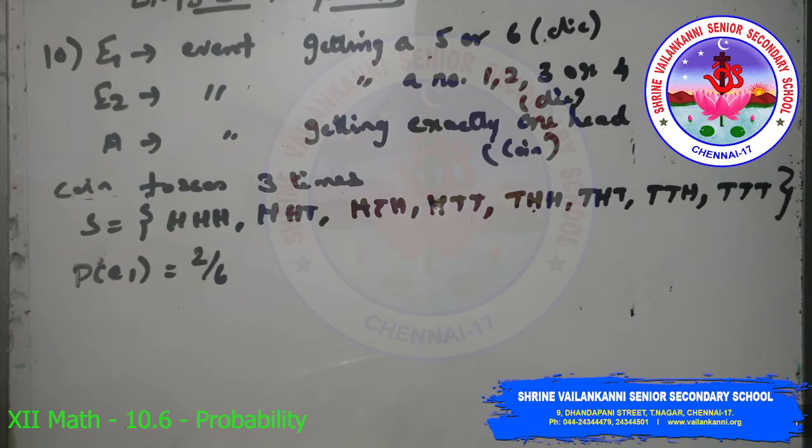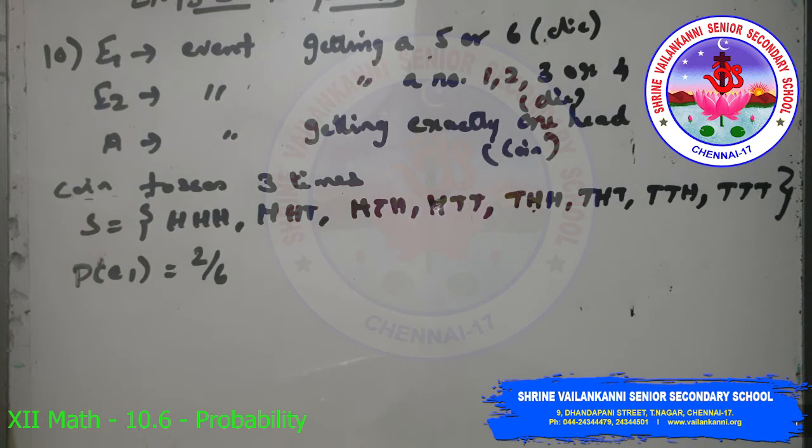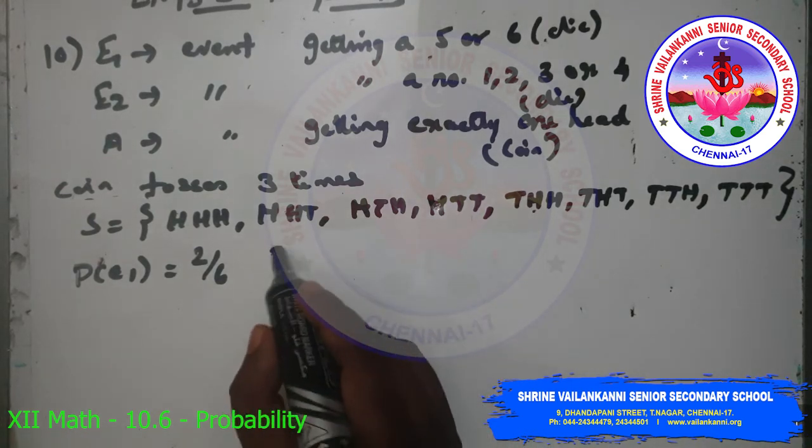And if she gets 1, 2, 3 or 4, so here we are taking this as E2. So let E2 be an event in which she gets a number 1, 2, 3 or 4. She tosses a coin once and notes whether a head or tail is obtained. So getting a number 1, 2, 3 or 4 from the die, so 4 numbers out of 6. So P of E2 is 4 by 6.